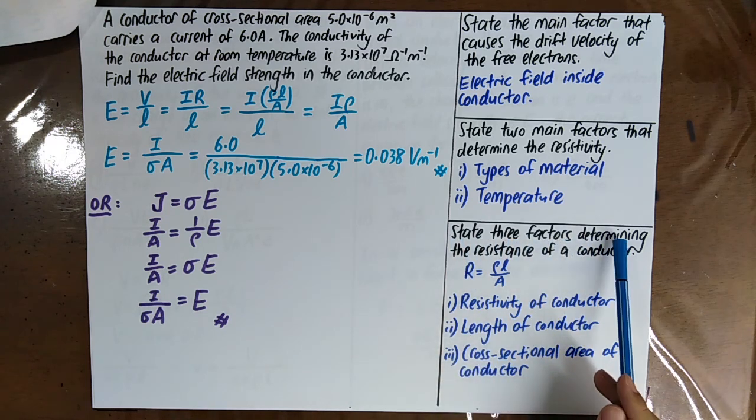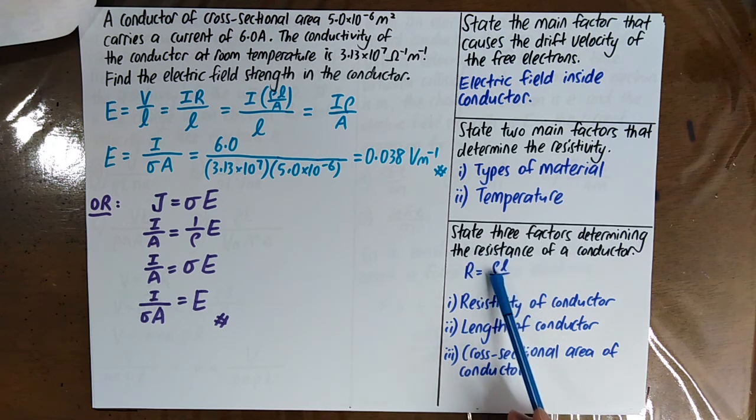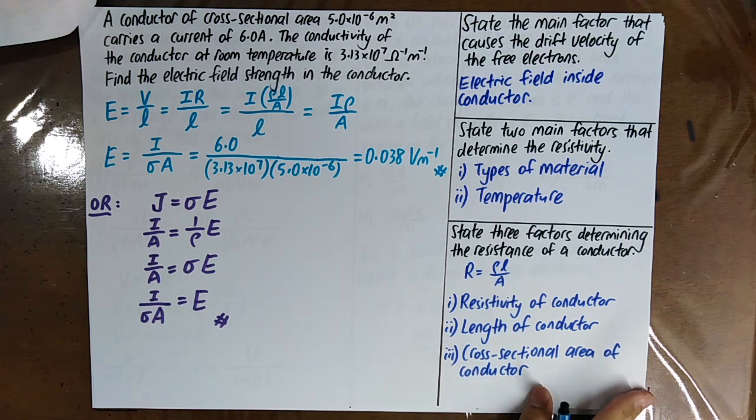State three factors determining the resistance of a conductor. R = ρL/A. So the factors are resistivity, length, and also area of the conductor.